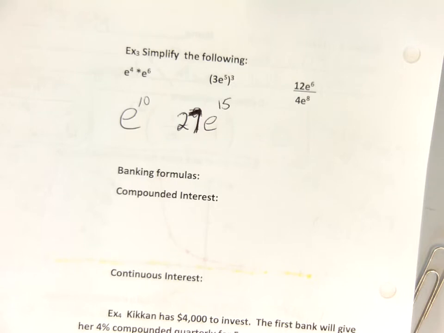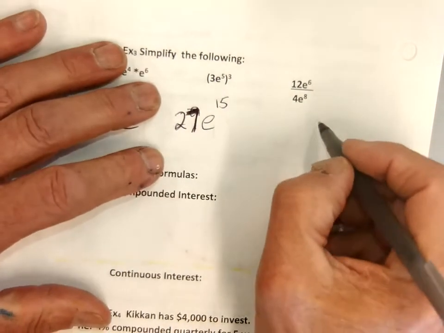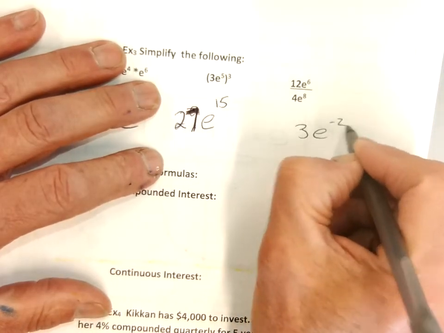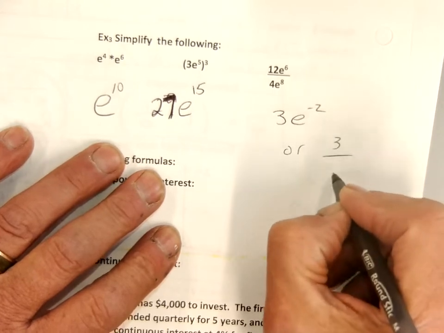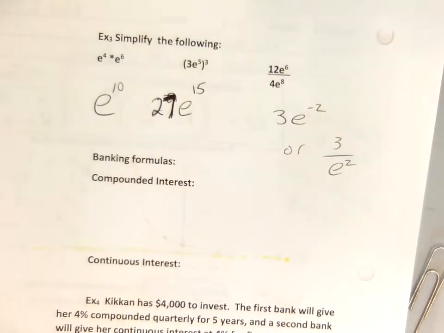Okay, what do you think about this next one? What's the answer going to be? Right. 3e negative 2 is correct, or, yes, or 3 over e squared. I'll take either answer, okay?